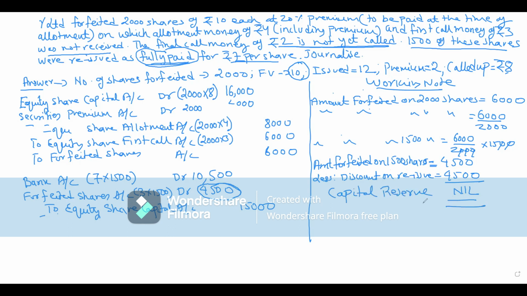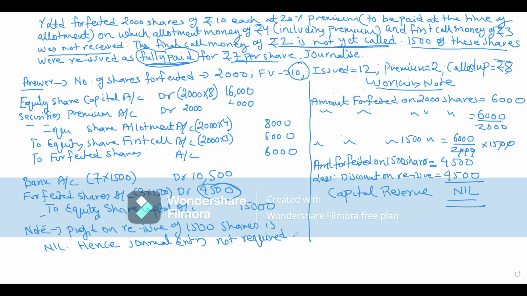So in this case, because the capital reserve is nil, you don't have to pass any journal entry for capital reserve. Instead, you have to put down a note. Profit on reissue of 1500 shares is nil. Hence, journal entry not required. That's it. And this note you will give outside the format of the journal. Am I clear with it? The note has to be provided outside the format of journal.